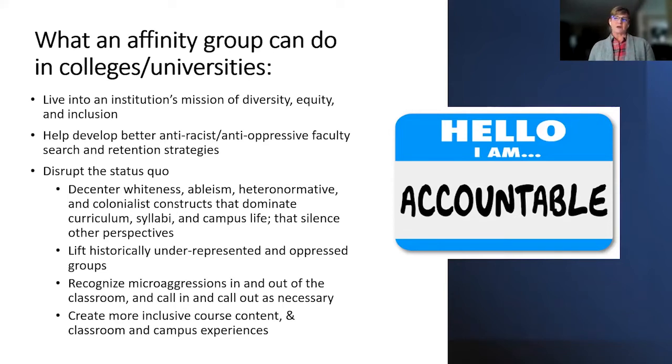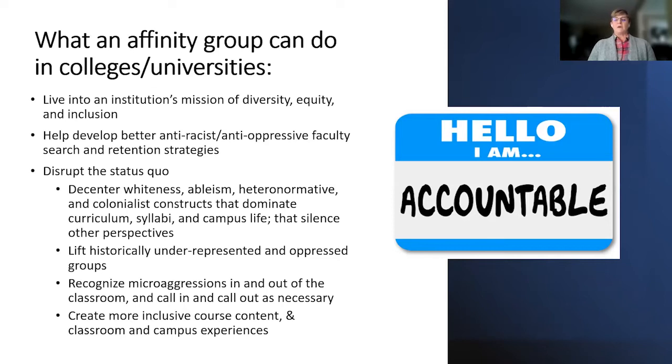But if you're just reading words and you're just talking the talk and not walking the walk, you're not really doing the work. And the college and the university also has to put their money where their mouth is. That has to happen. And a part of that is accountability too. So affinity groups is just one part of this. And that does help an institution live into this mission of diversity, equity, and inclusion. It can help us develop better anti-racist and anti-oppressive faculty search and retention strategies.